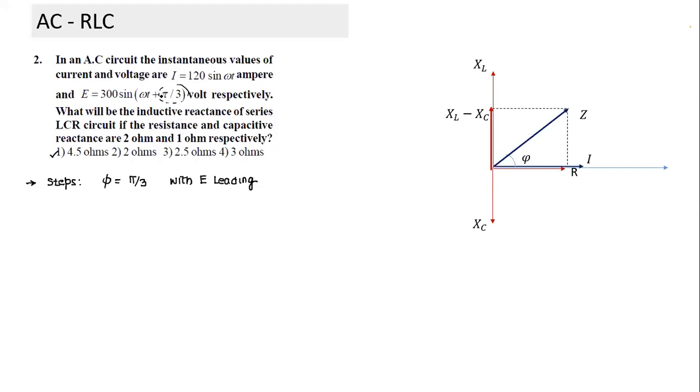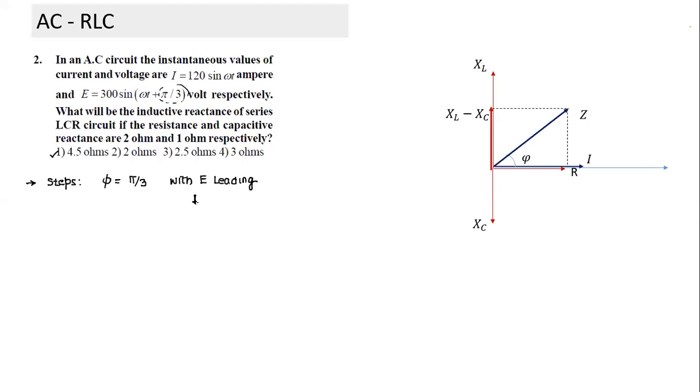Which one is leading? E is leading. Okay. What else? So that's one thing. What else? From this information, I find out 5. E is leading. What does E leading imply, Pranav? Is this clear, all of you? Which is leading? E is leading.